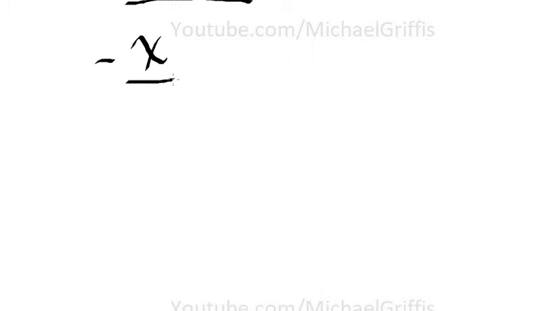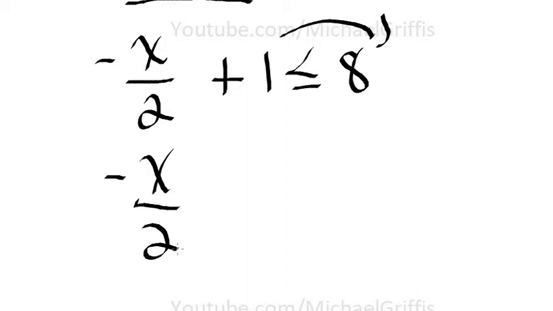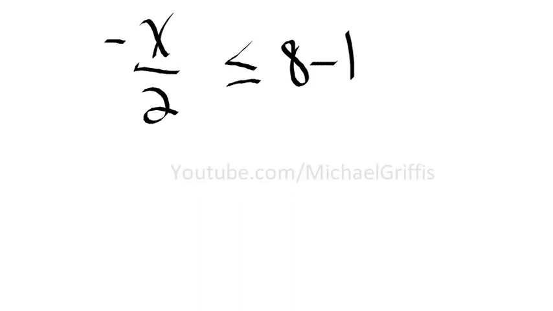Negative x over 2 plus 1 is less than or equal to 8. I'm saying one thing and doing another. Okay, so let's take this constant over here to the right. So we have negative x over 2 is less than or equal to 8 minus 1. All right, so that becomes a 7.